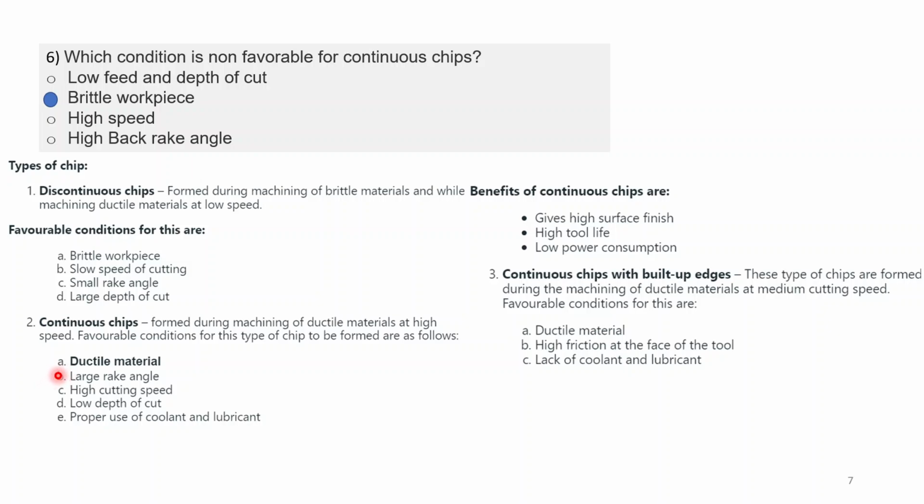These are ductile materials, and if we have used a larger rake angle, and if there is high cutting speed, and low depth of cut, and proper use of coolant and lubrication, these all might lead to formation of continuous chips. Benefits of continuous chips: this gives high surface finish.